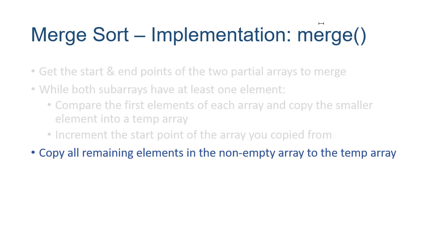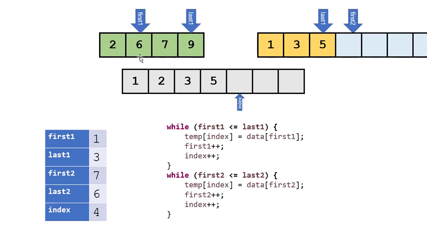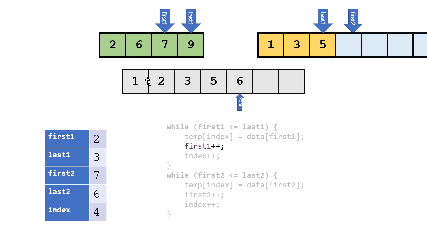So that means that now we're going to copy all the remaining elements in the non-empty subarray, because the second one was empty, into our temp array. So that's this piece of the code. And notice this condition is going to pass because first one is less than last one. So we're going to copy each element, incrementing first one and index as we go.